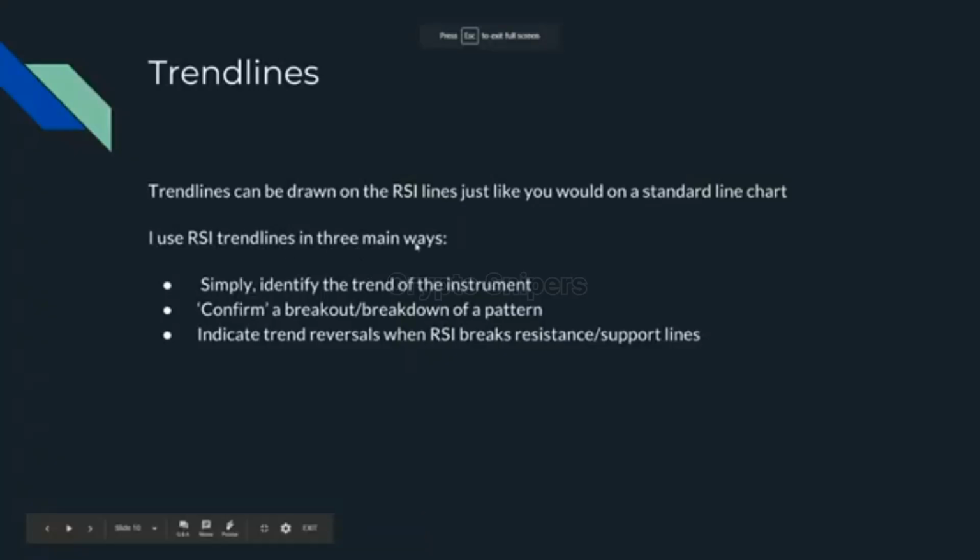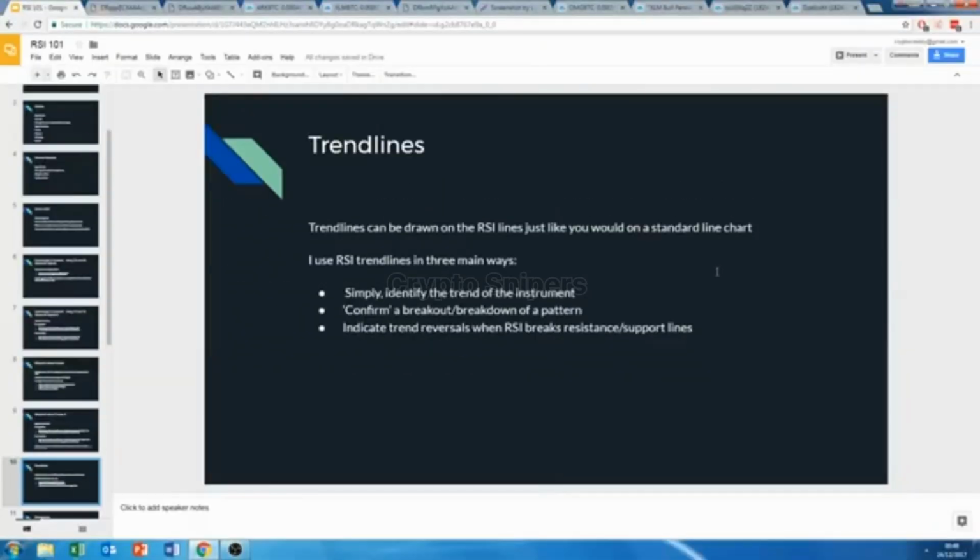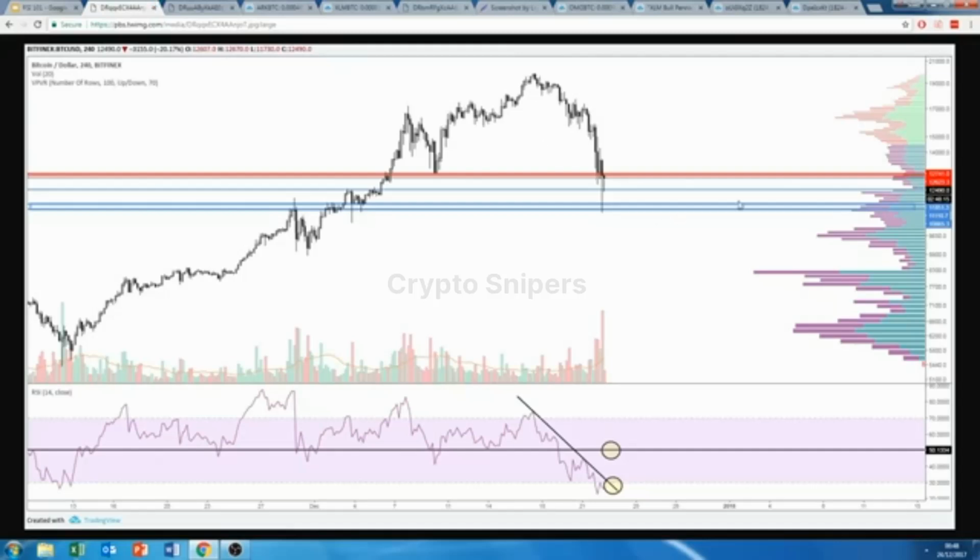In 3 main ways. Identify the trend of the instrument, in case it isn't obvious by the price. Confirm a breakout or breakdown of a pattern. And indicate trend reversals when RSI breaks resistance or support lines. So the examples will make this a lot more understandable, but the basic premise is just draw your trend lines on RSI like you would for anything else. So let's look at some examples.